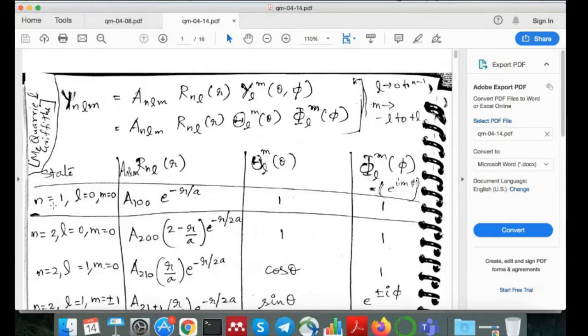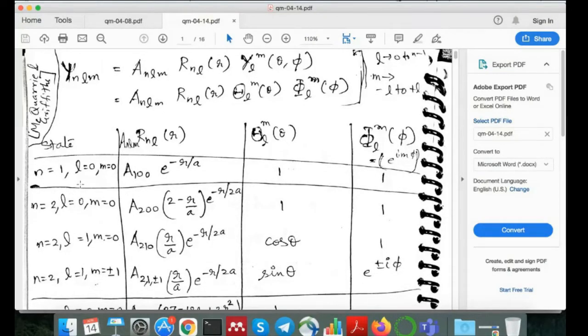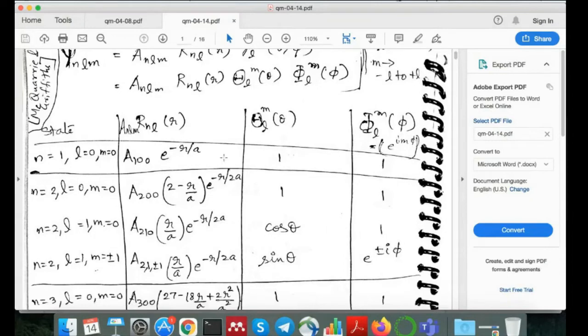So for the first state, this is the lowest energy state, right? So the lowest energy state has N equal to 1. L can only go from 0 to N minus 1, so basically it just means that L is 0. And M can go from minus L to plus L, so here M is only 0. So this is the first state. And in the first state, there is some normalization constant, multiplied with e power minus r by a. And the theta part and the phi part both are 1. All right. So we will see what we want to do with this.